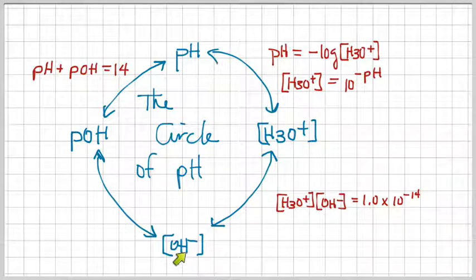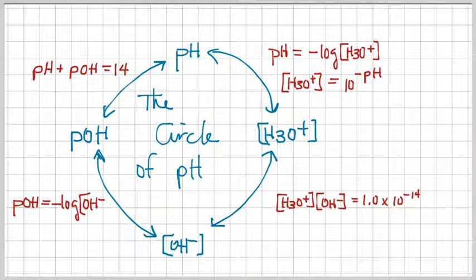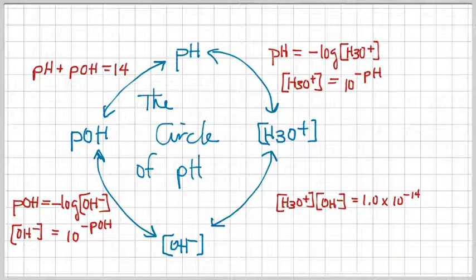And over here, pOH and hydroxide ion concentration, those are the same equations, but instead of having H, you put in OH. So it's not like you actually have to memorize any more equations. pOH is the negative log of the hydroxide ion concentration. And the hydroxide ion concentration equals 10 to the negative pOH. And that's the circle of pH.